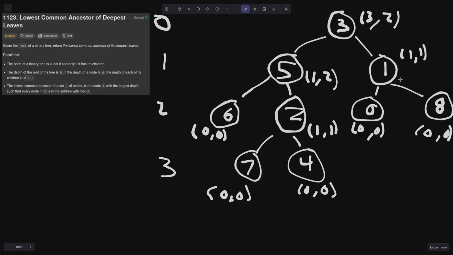Looking at this, how can we determine what the lowest common ancestor is with this data? We actually have essentially all we need. One observation I'm going to make is we already know the answer to this problem. It's going to be this triangle right here.